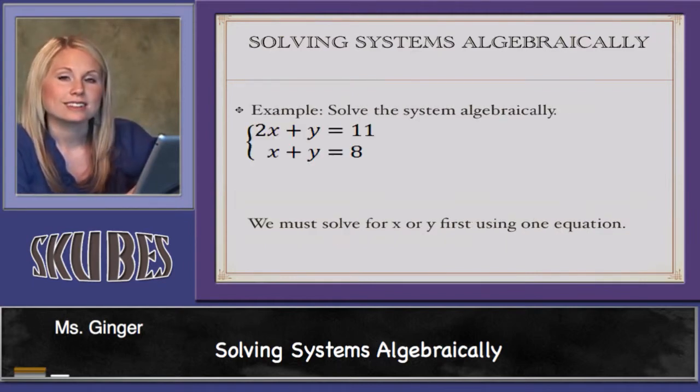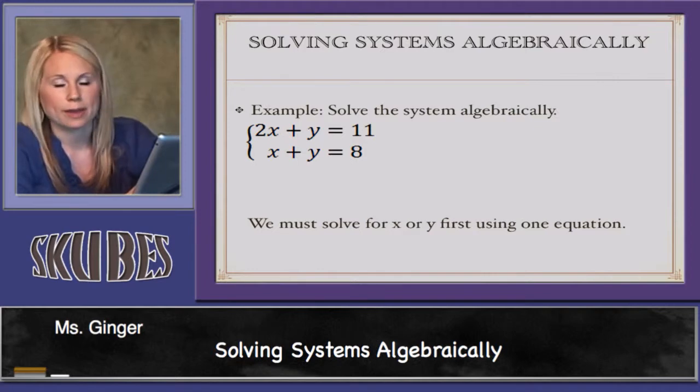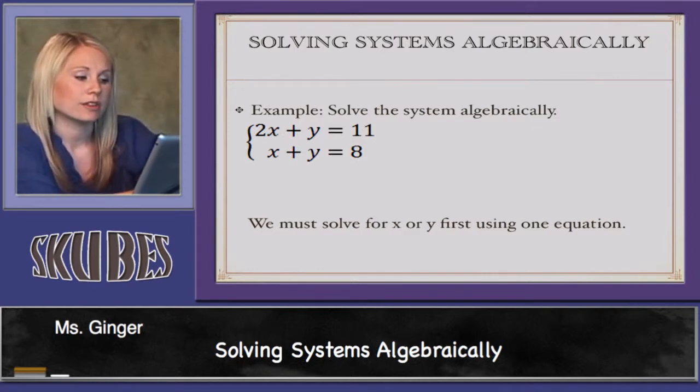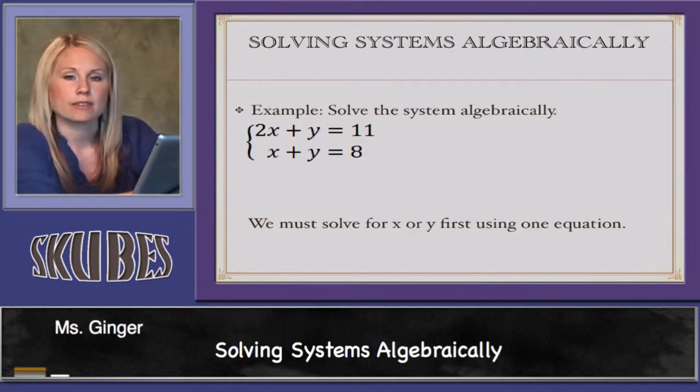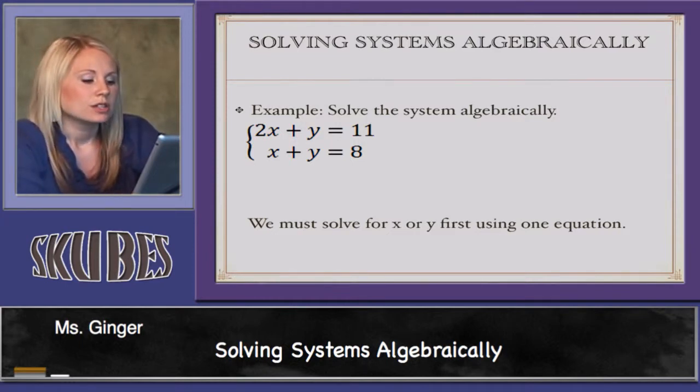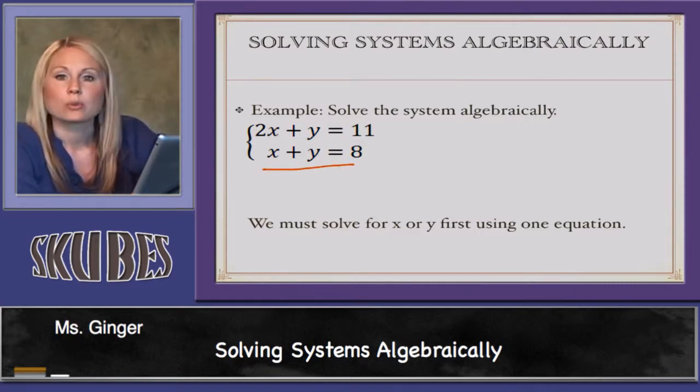Alright, so we're going to take this system of equations and do that. So we can see we have 2x plus y equals 11 and x plus y equals 8. And our strategy is going to be to take one of these equations and solve for one of the variables. So let's say that we would like to take the bottom equation here and solve that for y.